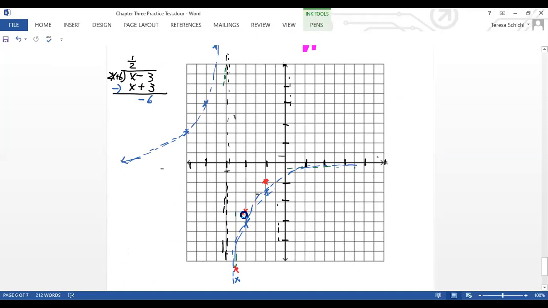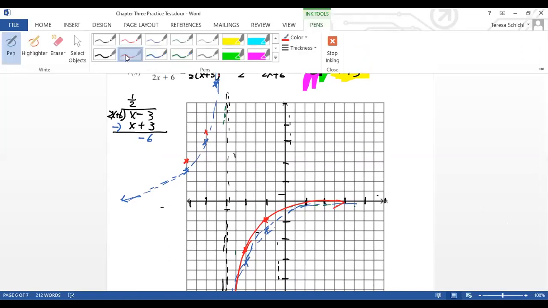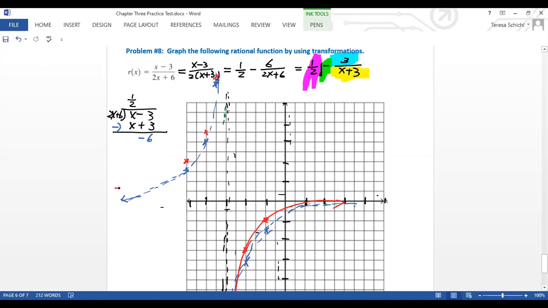All right, so now this will be my final. Then this one goes up 1/2 to here. This one goes up 1/2 to here. This one goes up 1/2 to here, somewhere there, right? Now I can finally connect all this with my solid lines here. So that will be my transformation of this function.